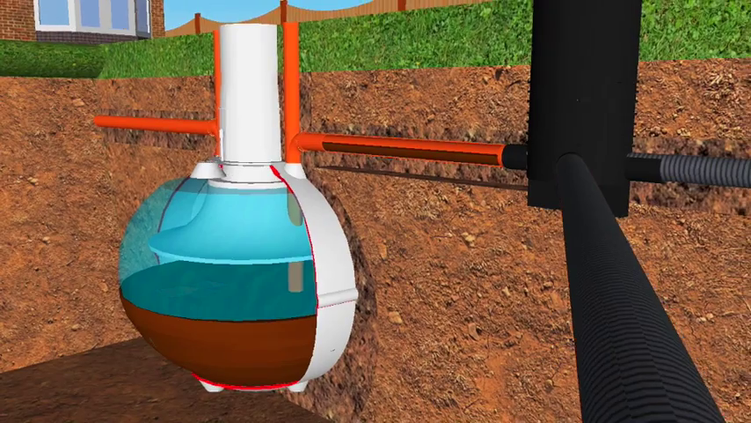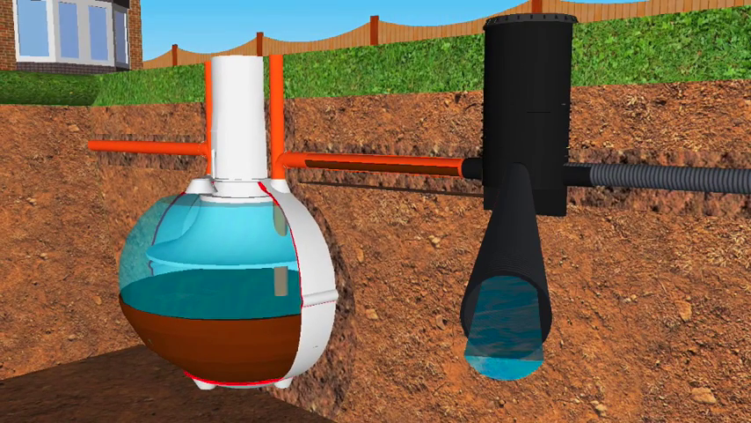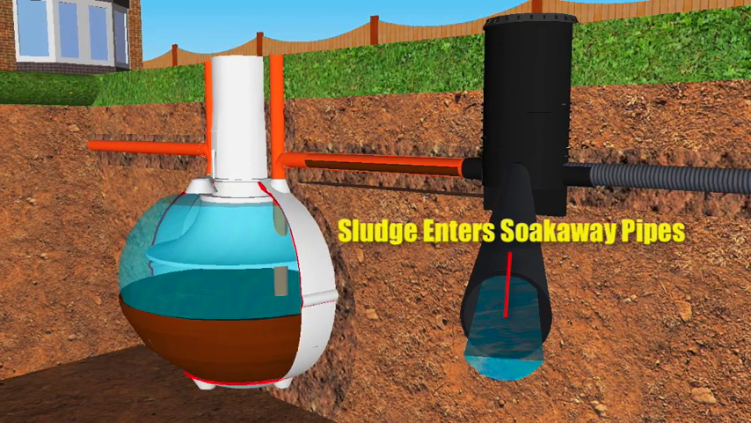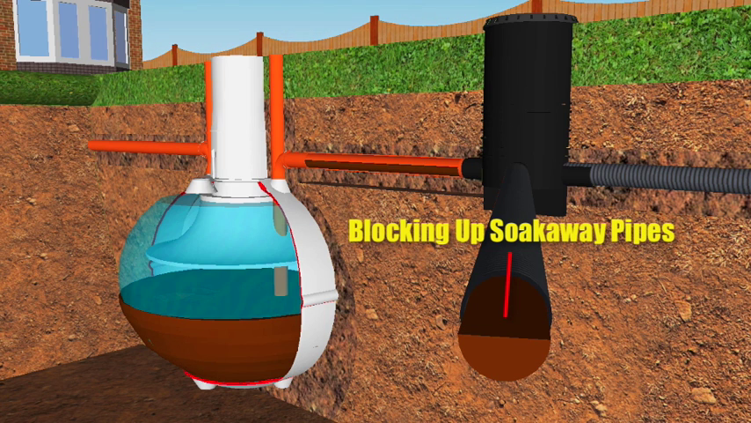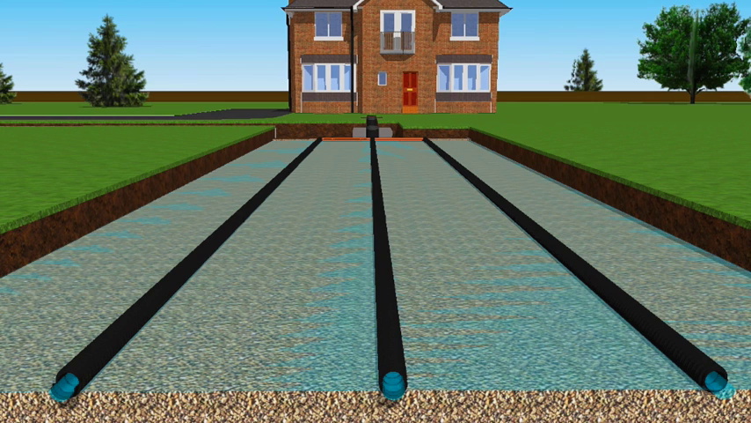Within a short space of time, the sludge makes its way through the entire arteries of the soakaway pipe system, completely clogging up those soakaway pipes, stopping the wastewater from freely moving and soaking away into the soil. Okay, so at this point, you've normally got two options.